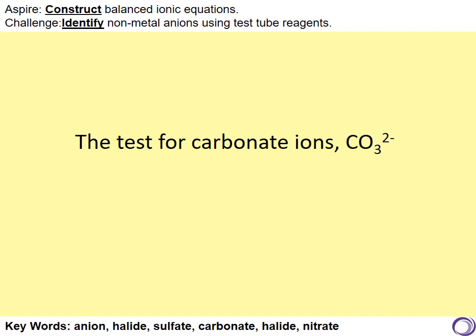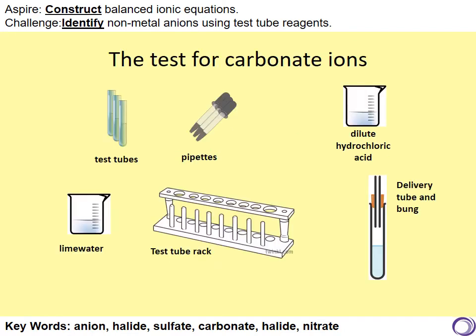And finally, the test for carbonate ions. I'm showing you the equipment here because we need a little bit more than we've needed for the previous tests. So we are going to need an acid, and this time you could use any acid that you wanted, but in this example I'm going to use hydrochloric acid. We are going to need a delivery tube this time because we need to collect the gas. And finally we're going to need some lime water because we're going to have to bubble the gas that we collect through lime water.